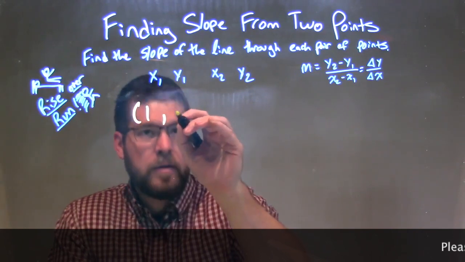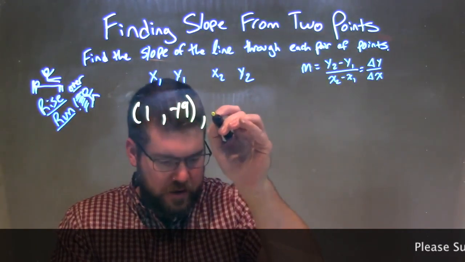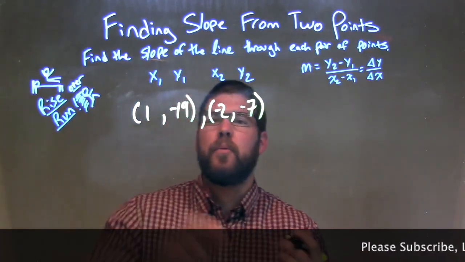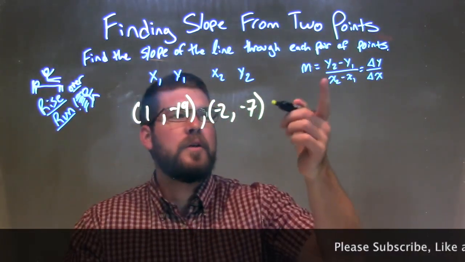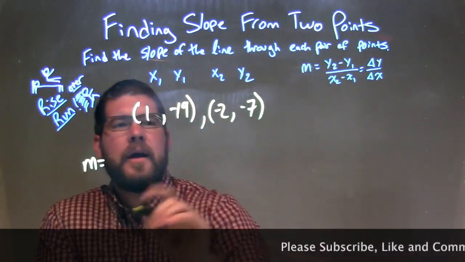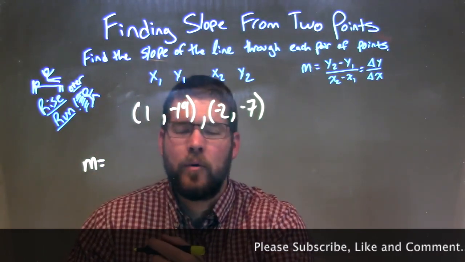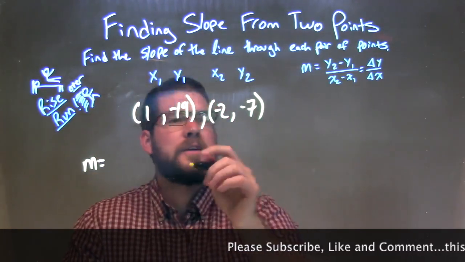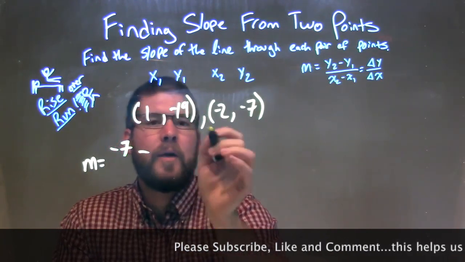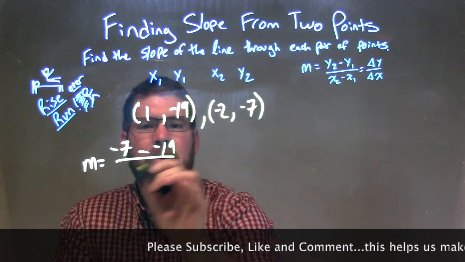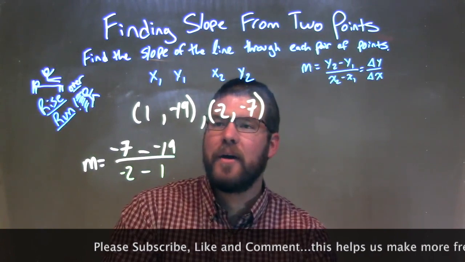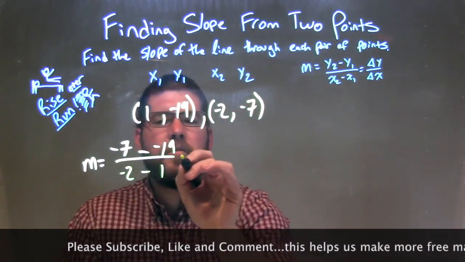1, negative 19, and negative 2, negative 7. So I have my 2 points, my point 1 and point 2 here. So our formula is y2 minus y1 over x2 minus x1. So I'll write it out, and I have my corresponding x1s and y1s and x2s and y2s. So y2 is negative 7, minus y1, which is a negative 19, over negative 2 minus 1, negative 2 being my x2, and 1 being my x1.